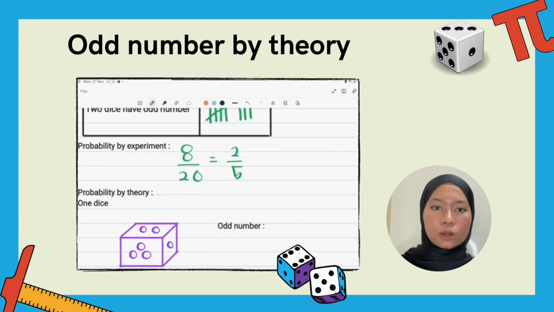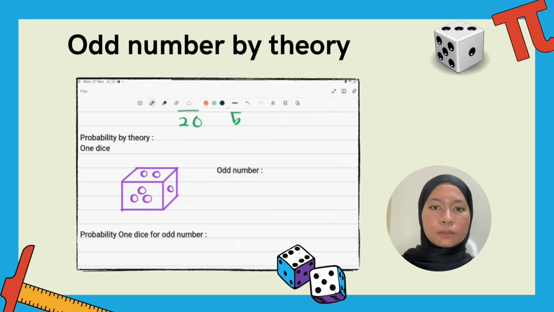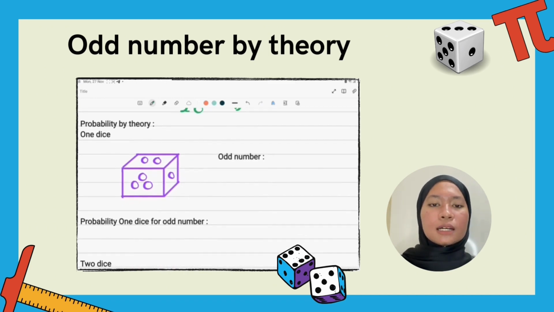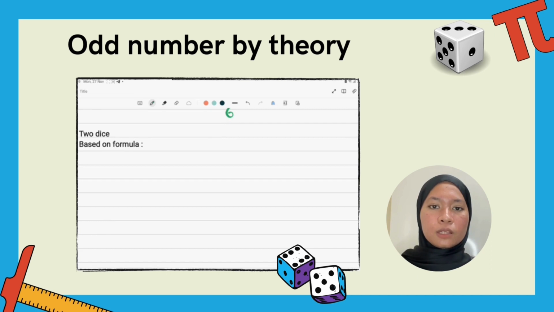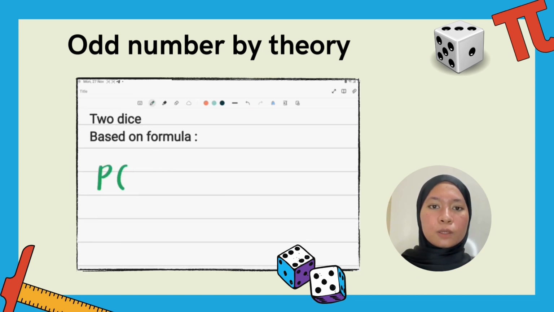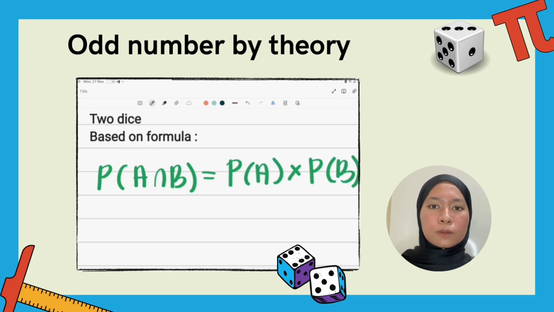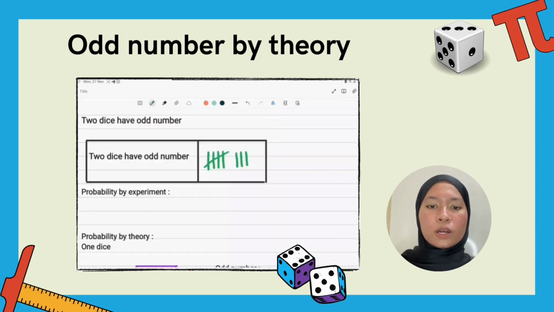Now, I will show you how to calculate the probability of getting an odd number for both dice based on the theory. As we know, 3 out of 6 surfaces of each die are odd numbers, which are 1, 3, and 5. So we can conclude that the probability of getting an odd number for one die is 3 over 6. But how about the probability of getting an odd number for 2 dice? We can conclude the probability of this event based on the formula: probability of A intersect B equals probability A multiplied by probability B. So 3 over 6 multiplied by 3 over 6 equals 1 over 4.